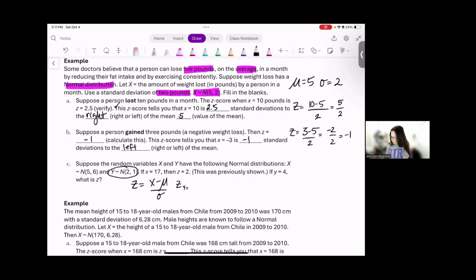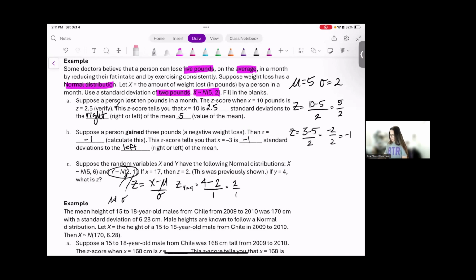So the z for when y equals 4 is equal to the value of 4 minus y's mean, which is 2, and the standard deviation is 1. And I know that because the first number is the mean and the second number is the standard deviation. So 4 minus 2 is 2. 2 divided by 1 is 2.